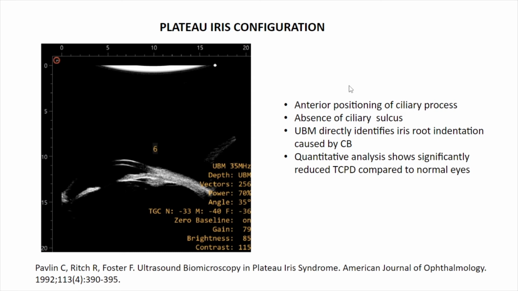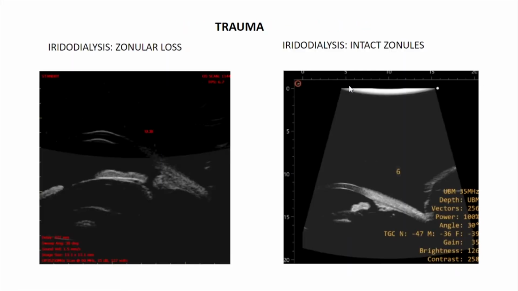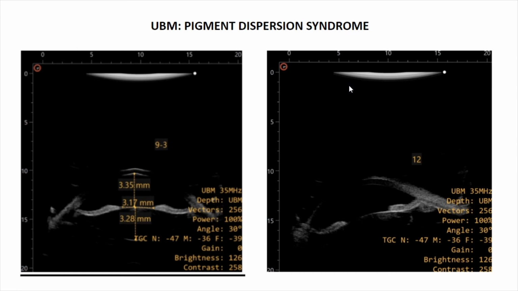All these are important. So these are the UBM pictures of pigment dispersion syndrome, where we can see the angle is open and the iris is concave posteriorly in both these images. The anterior lens surface is visible. Go back. Yes. What else would be the hallmark of pigment dispersion? You will be seeing the iridozonular contact. Yes. Okay, so that is where the pathology of dispersion is seen.